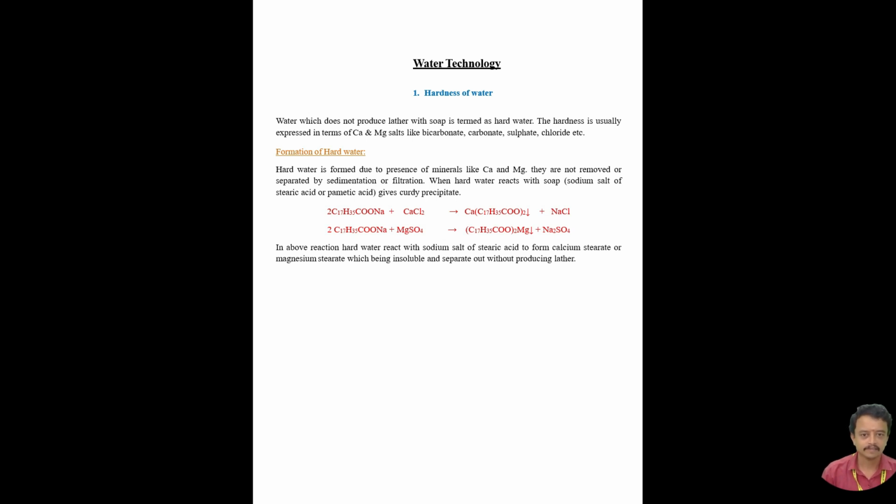Here we discuss the first topic, the hardness of water. Water has two types of hardness. One is called temporary hardness, and the other is called permanent hardness. Here we discuss how to determine the hardness.